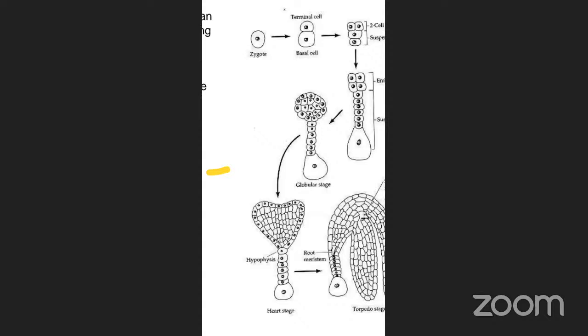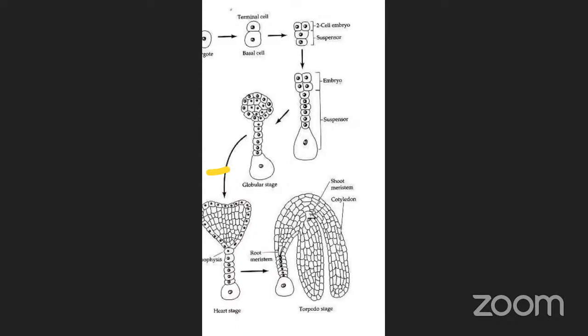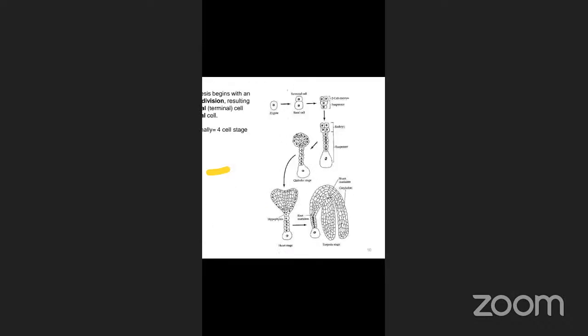The globular stage undergoes cross section giving hypocotyl, hypophysis and the heart stage. The heart stage gives the complete torpedo stage. The torpedo stage shows the root meristem in the central place, and the upper part is called the cotyledons. This is common embryogenesis. See the diagrams here.